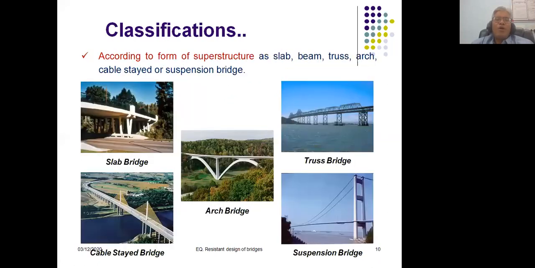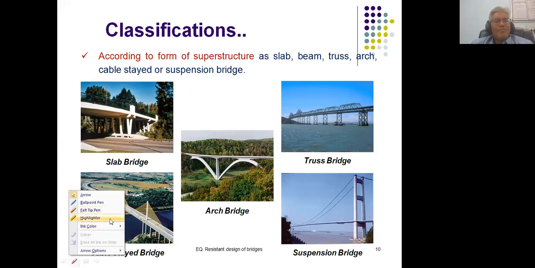As far as the form of the superstructure is concerned, this is very essential in the design: what kind of superstructure we are going to use or propose. Based on that, if there is only a slab, it is known as a slab bridge. Then slab and beam may also be there. So slab and beam type bridges are sometimes known as T-girder bridges. When a steel truss is used, it is known as a truss bridge. When an arch is used, it is known as an arch bridge, and these are some of the specific types.